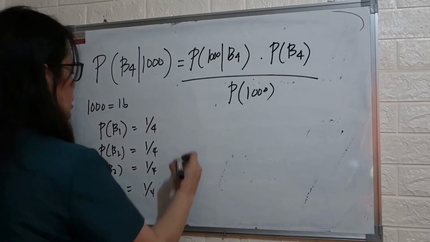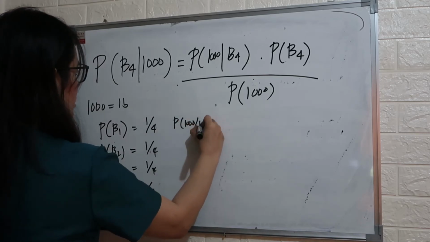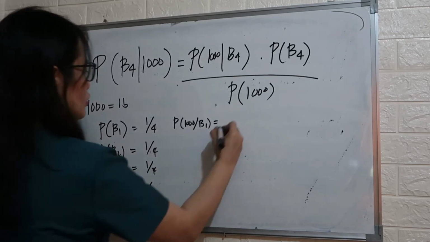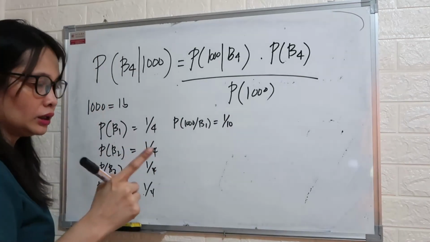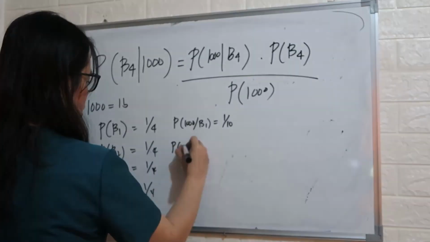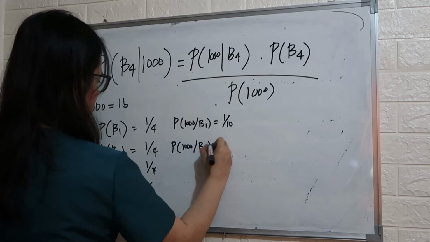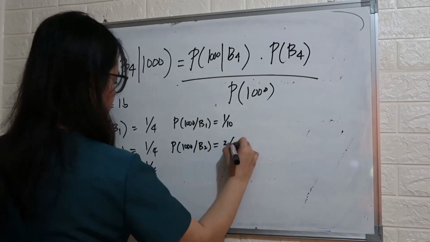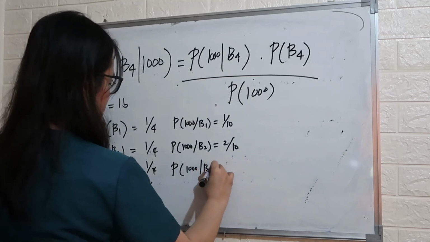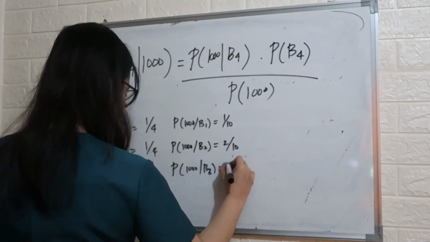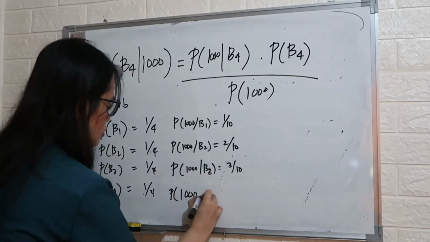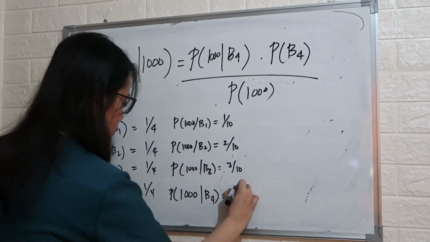Next, the probability of a 1,000 bill given box 1. How many 1,000 bills are in box 1? You have 1 out of 10 bills. The probability of a 1,000 given box 2 is 2 out of 10. Selecting a 1,000 in box 3 is 3 out of 10. And the probability of selecting a 1,000 given box 4 is 5 out of 10.